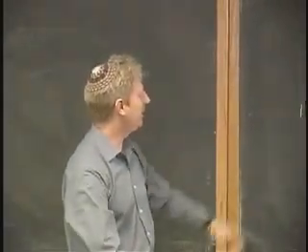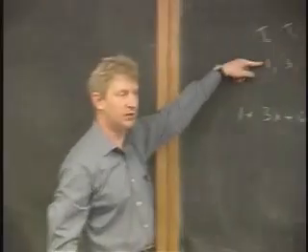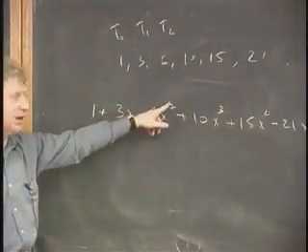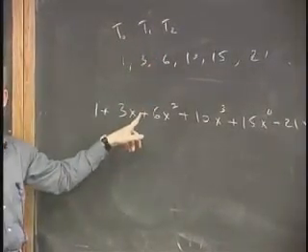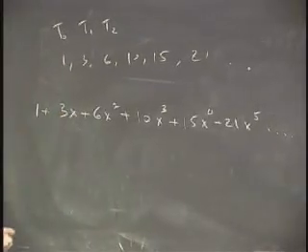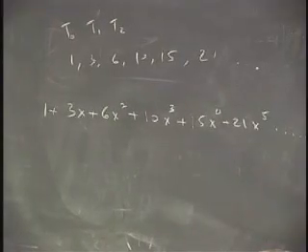So here's the thing. In front of the x to the 0, you get the t0 number. In front of the x to the 1, you get the t1 number. In front of the x squared, you get the t2 number. It's just a way of writing a sequence in terms of a polynomial. Now, why would you want to do that? You'll see in a little while. Questions so far?